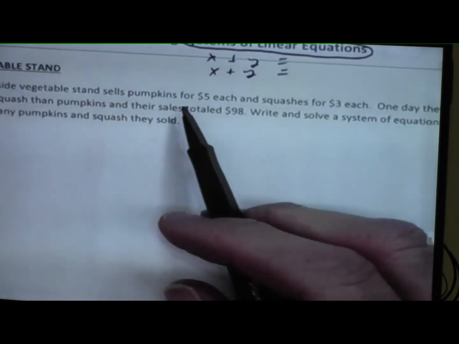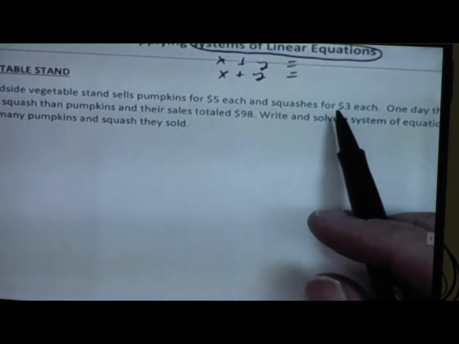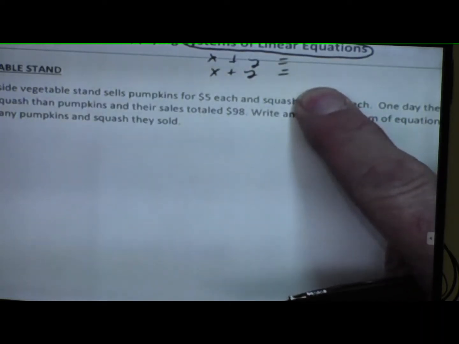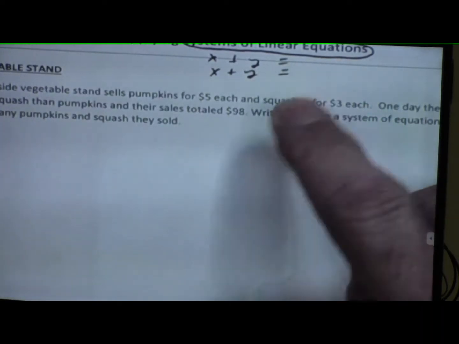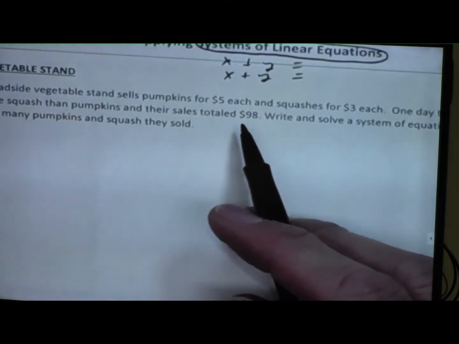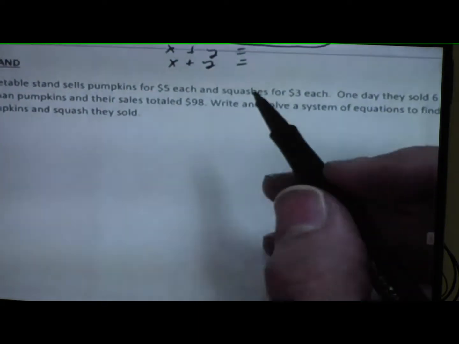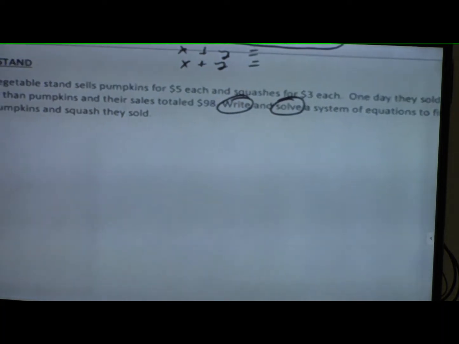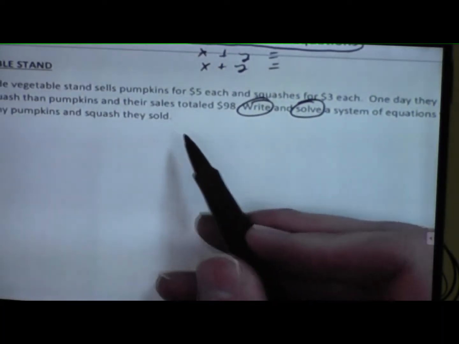A roadside vegetable stand sells pumpkins for $5 each, squashes for $3 each. I always thought squash itself was plural as well, but where I got this from actually says squashes, so I didn't know that was a word. One day they sold 6 more squash than pumpkins and their sales totaled $98. Write and solve a system of equations to find how many pumpkins and squash they sold.